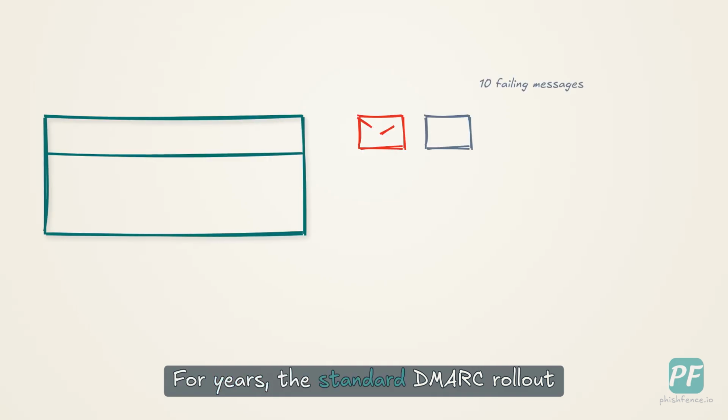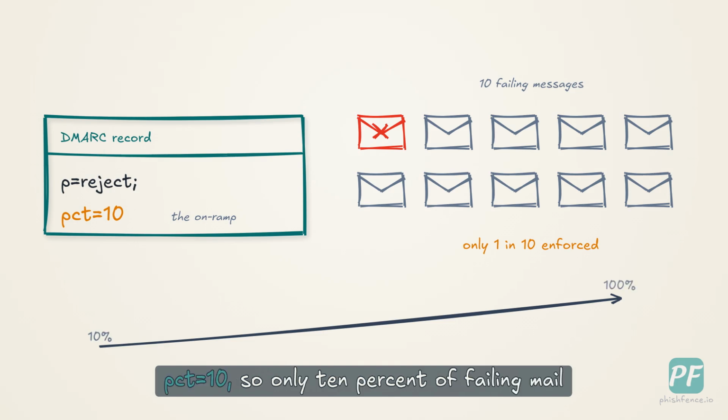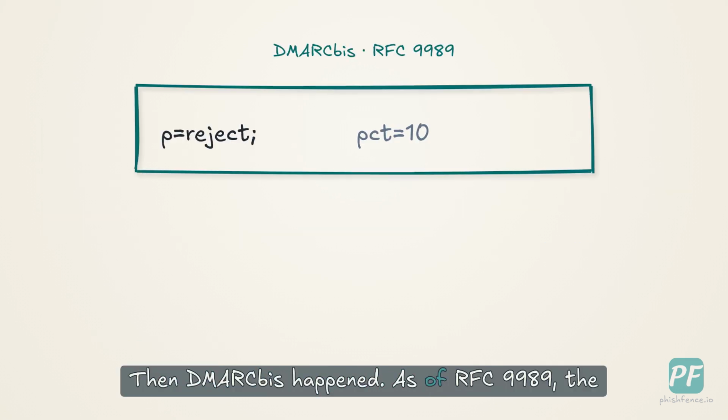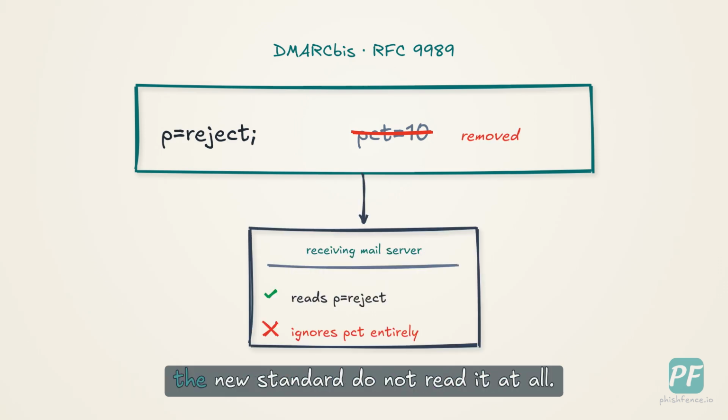For years, the standard DMARC rollout advice was to set a strict policy, but add PCT equals 10. So only 10% of failing mail was affected, then ramp it up. A gentle on-ramp, and it worked, because every receiver honored the PCT tag. Then DMARCbis happened. As of RFC 99989, the PCT tag is removed. Receivers that follow the new standard do not read it at all.